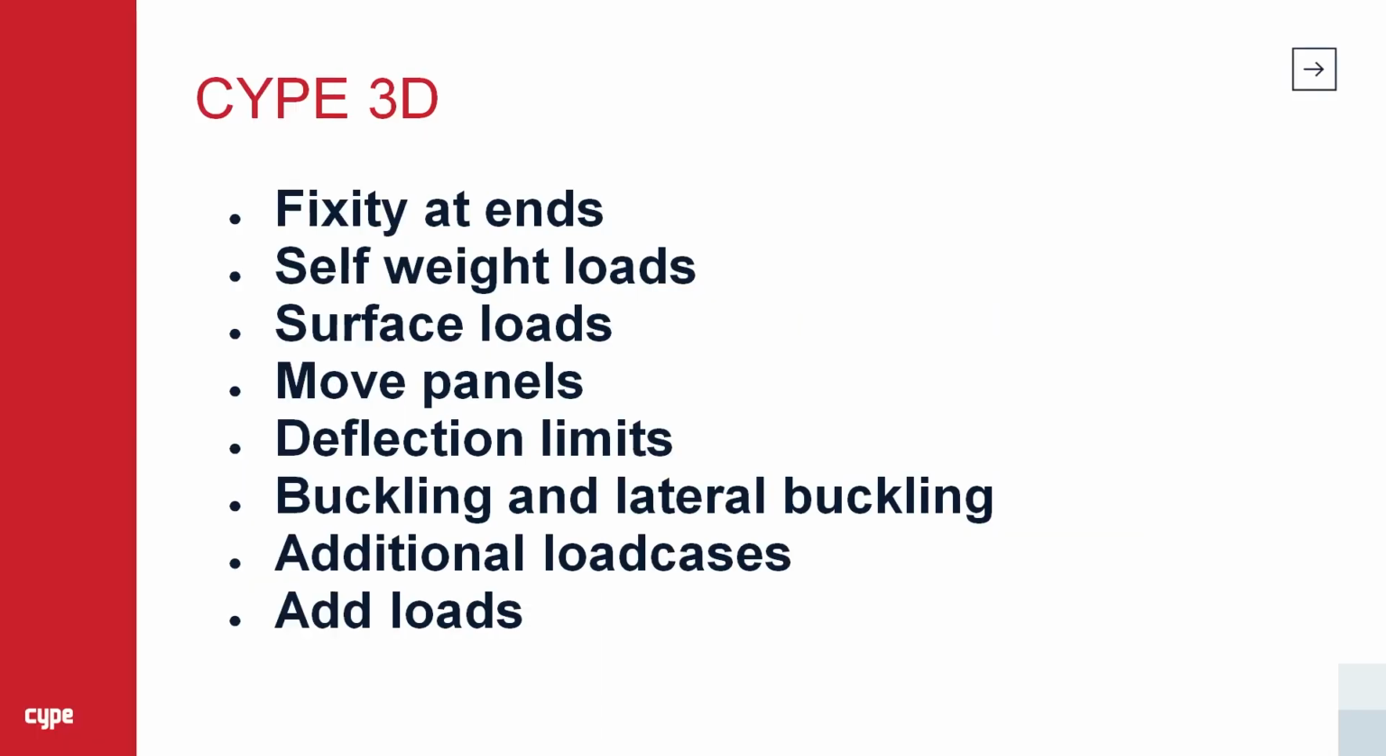In this video, we're going to give the final touches to our structure before the analysis, and for that we're going to cover many important features such as how to fix or establish the fixity at the ends of the bars, how to deactivate self-weight loads and surface loads automatically generated, how to move panels that carry surface loads, how to establish the deflection limits, the buckling and lateral buckling factors, and how to add additional load cases and loads.